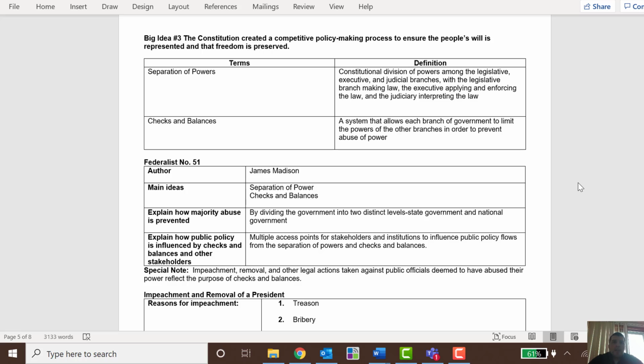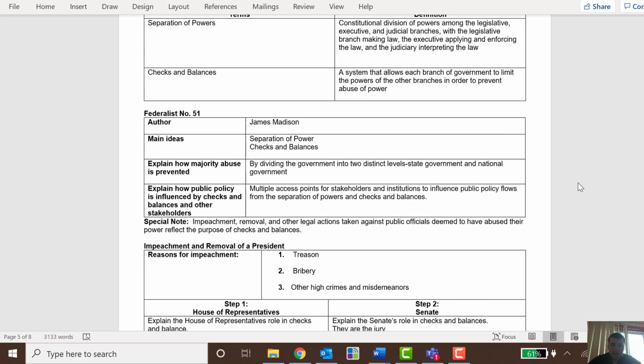Checks and balances is the ability of each branch to limit or check the powers of the other two branches. So again, think of a presidential veto as a check on the power of the legislative branch. The Supreme Court's ability to rule a law unconstitutional is a check on the legislative branch, things like that. So where does this all start?